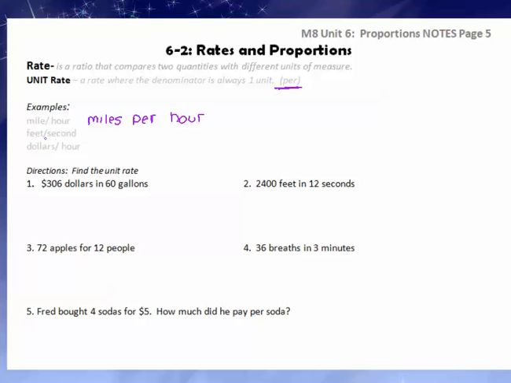This one, feet per second. And like before, this is very light gray on your paper, so if you need to darken it, go ahead. Feet per second. And then the next one is dollars per hour.